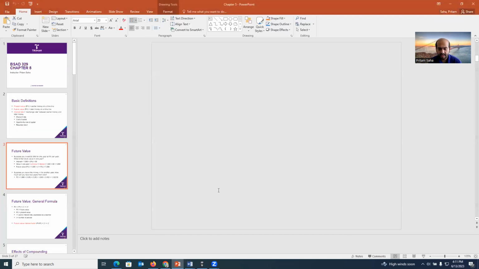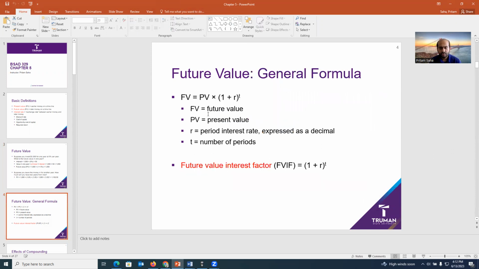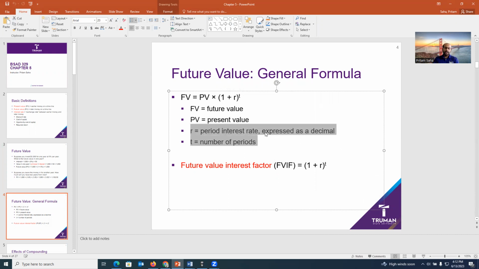Let's go back to the slide. So that's why if you want to invest this $1,000 for 2 years, this is going to be your value, future value end of year 2. So that's why this is the formula. Okay. Future value is basically equal to present value times 1 plus r to the power t. I think so far you understand what is future value, what is present value, and r and t. Now I want to elaborate a little bit about this r and t. What do this r and t mean?